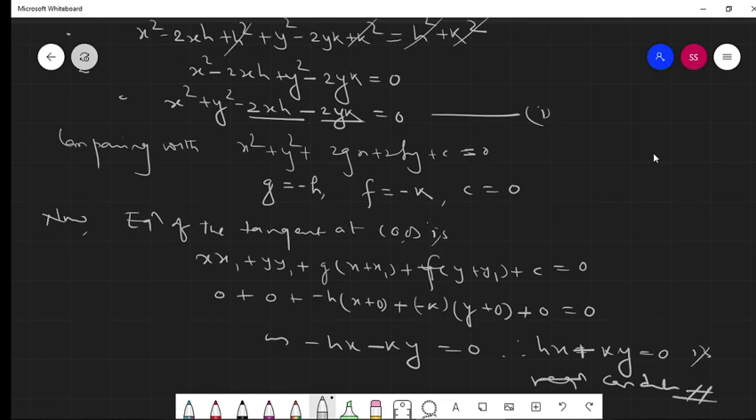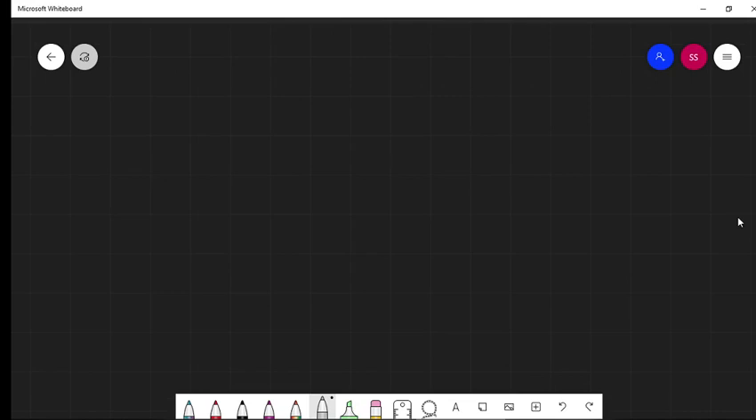This is 8 number. Now number 9, question number 9, dear students. If the line lx plus my equal to 1 touches the circle, prove that (l, m) lies on the circle whose radius is 1 by a square.